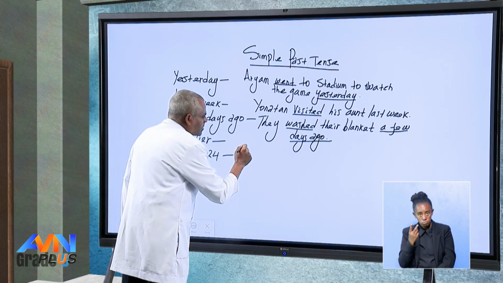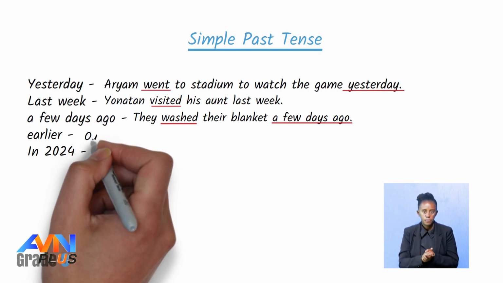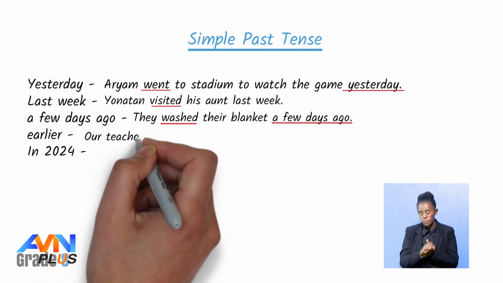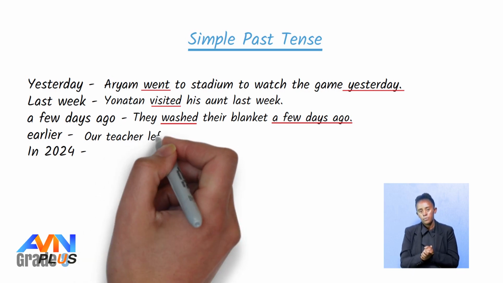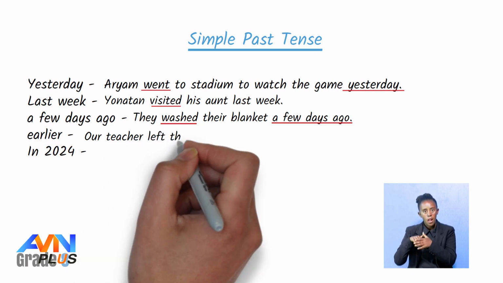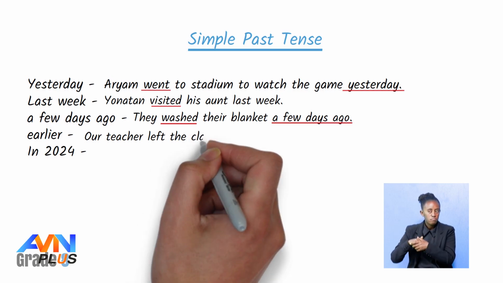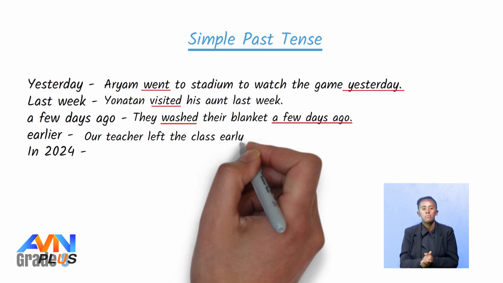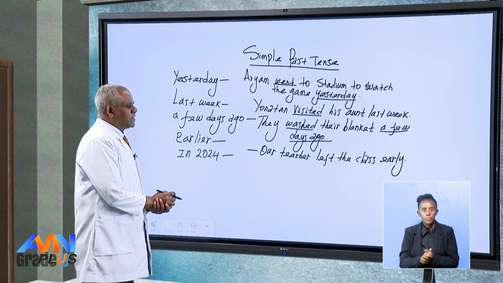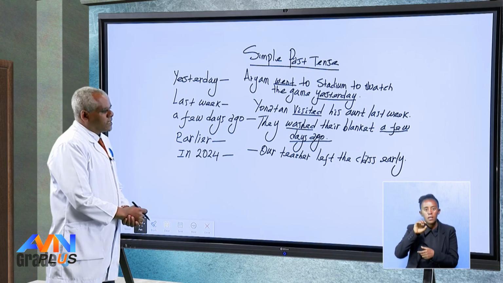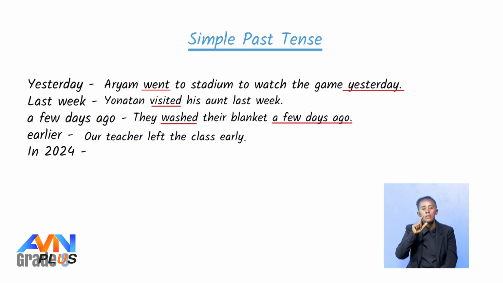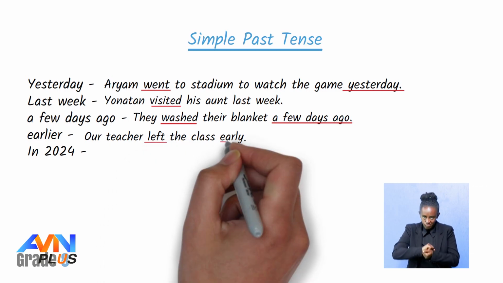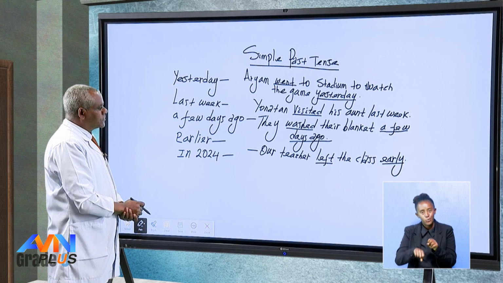Good. The other one is our teacher left the class early. Yeah. See now, our teacher left the class early. Early now stands as a time adverb here. So left is an irregular verb. Early is stated as it is. So our teacher left the class early.